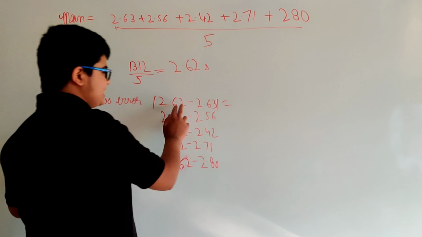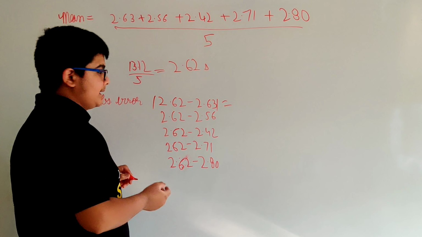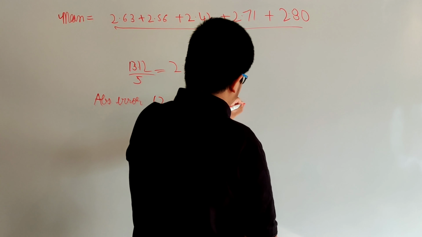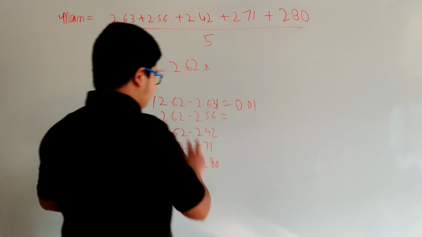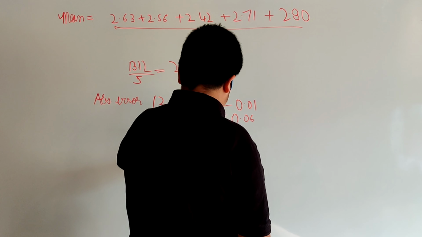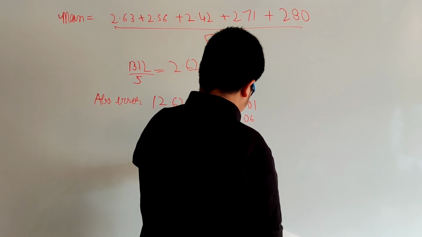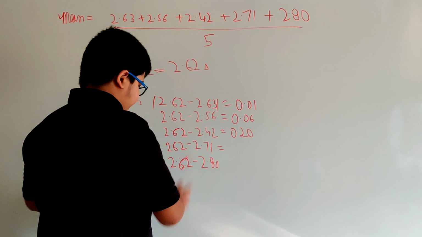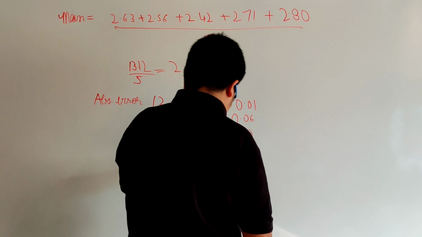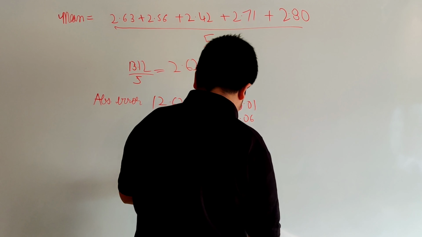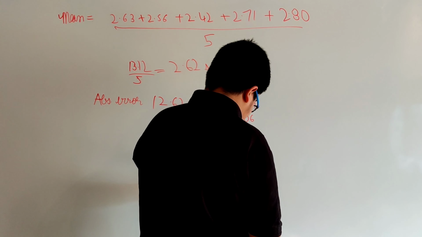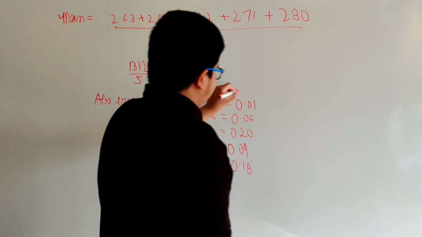So therefore, 2.62 minus 2.63 will become minus 0.01, but as it is in mod, it will become plus 0.01. Similarly, this will become 0.06, this will become 0.20, this will become, again it will be in minus, but because it is in mod, it will be 0.09, and this will also become 0.18. So these are our absolute errors.